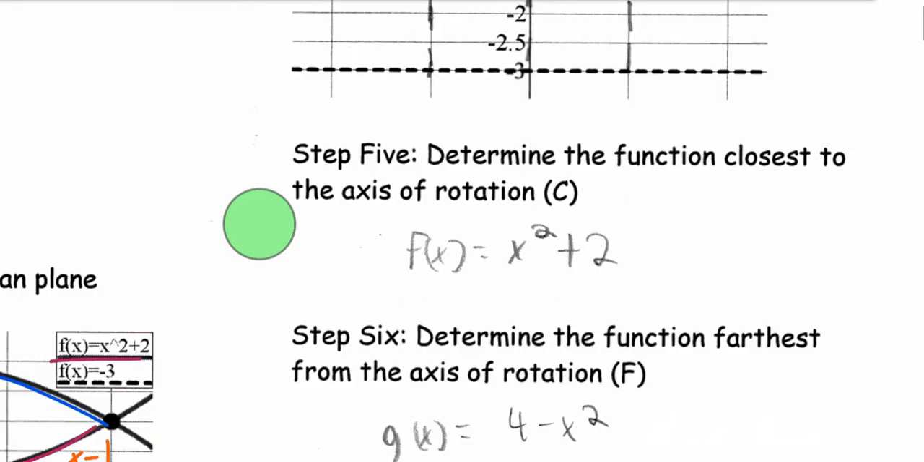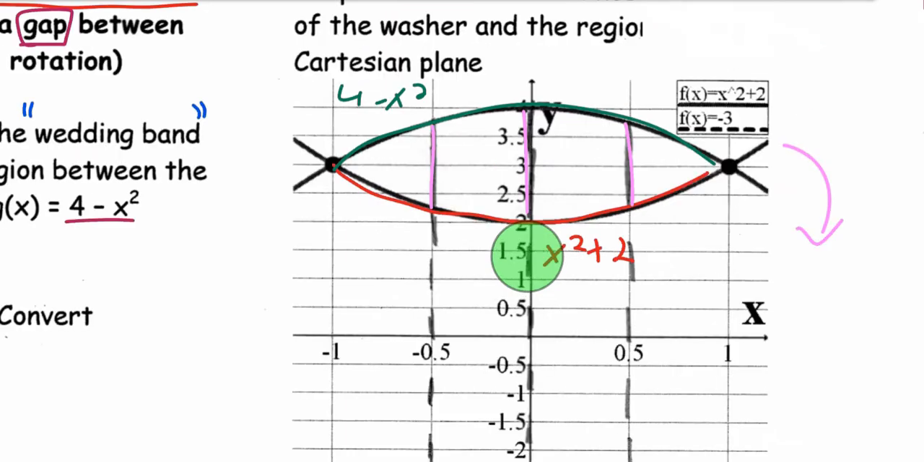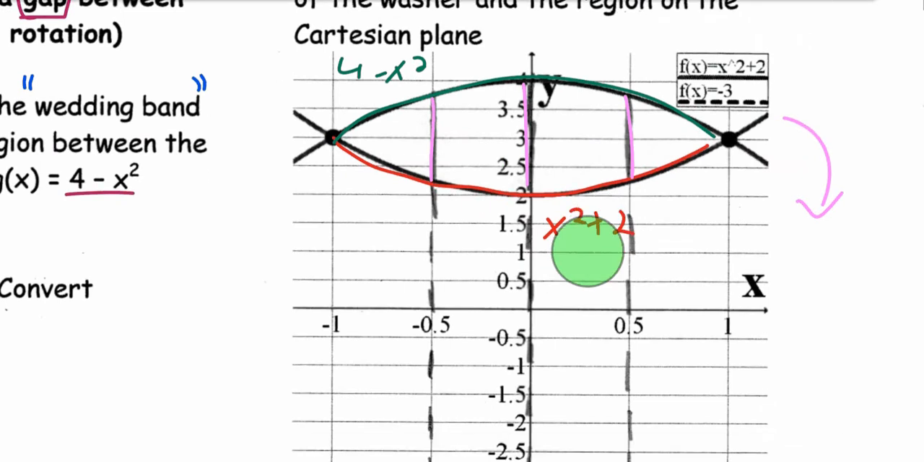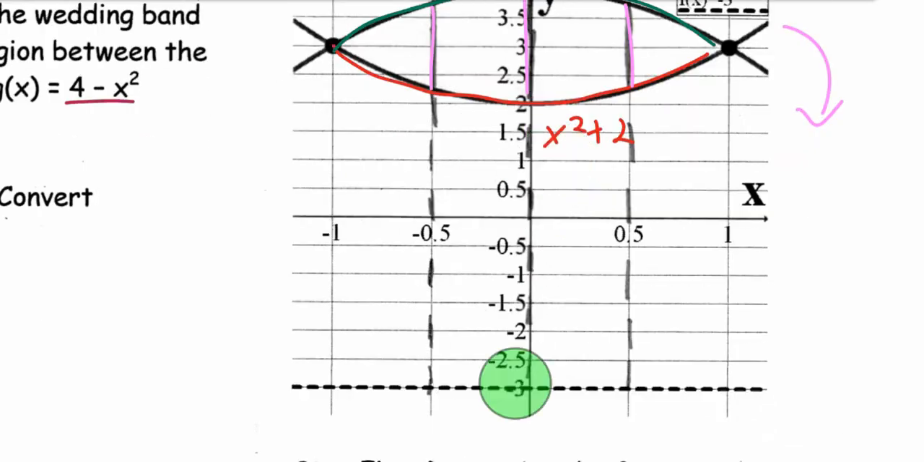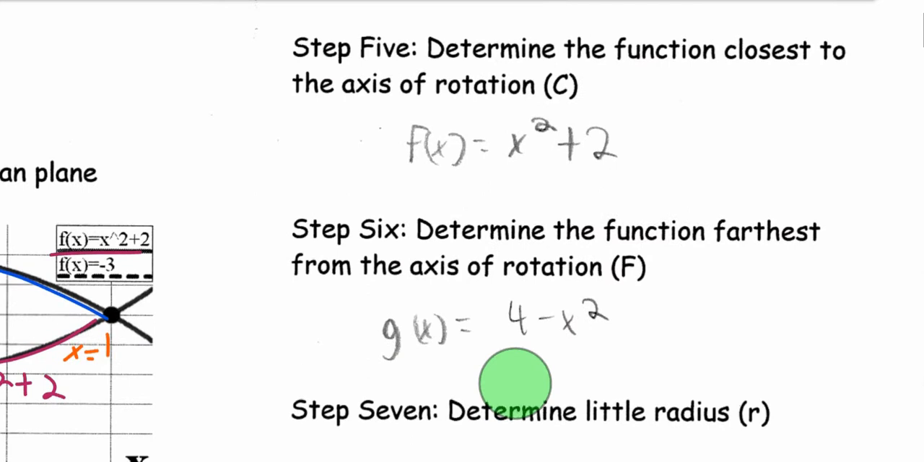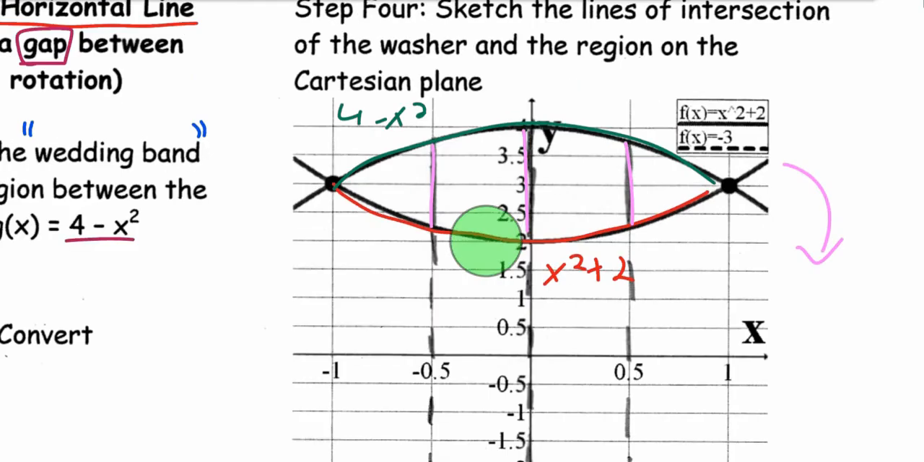So here's how it works. First of all, you want to figure out the next step, step 5, determine the function closest to the axis of rotation. And in this case, it's going to be our f of x equals x squared plus 2. It is closest to our line y equals -3. For step 6, you want to determine the function farthest away from the axis of rotation, and there's really only one other choice, and it's this green function g of x equals 4 minus x squared.